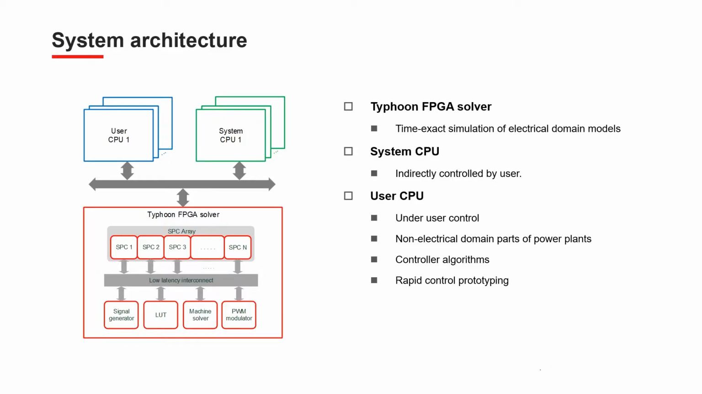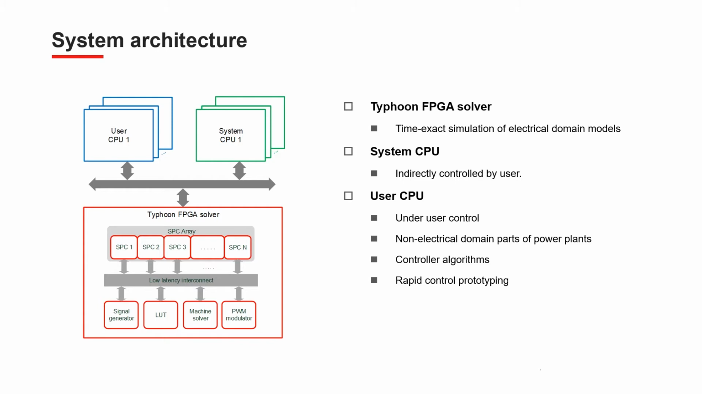Typhoon Hill simulators are based on a heterogeneous multiprocessor architecture. Every Hill device has these three elements: Typhoon FPGA solver, system CPU, and user CPU. The Typhoon FPGA solver is optimized for simulating the electrical domain part of the model in real time. The system CPU is typically used to either simulate low dynamics phenomena of certain electrical domain components, or to handle communication protocol stacks. A few examples of components that utilize system CPUs are voltage RMS and single-phase constant power load.